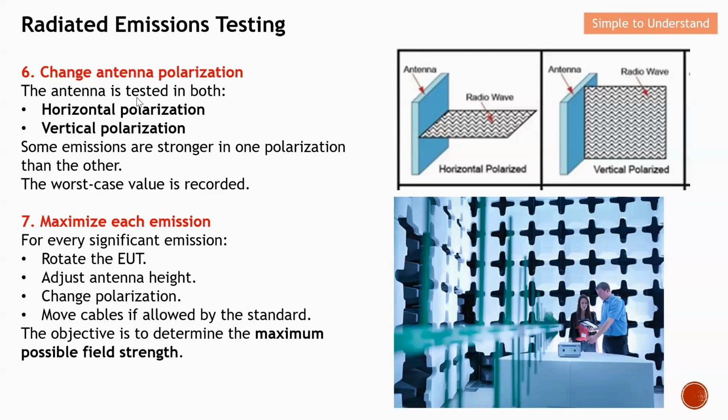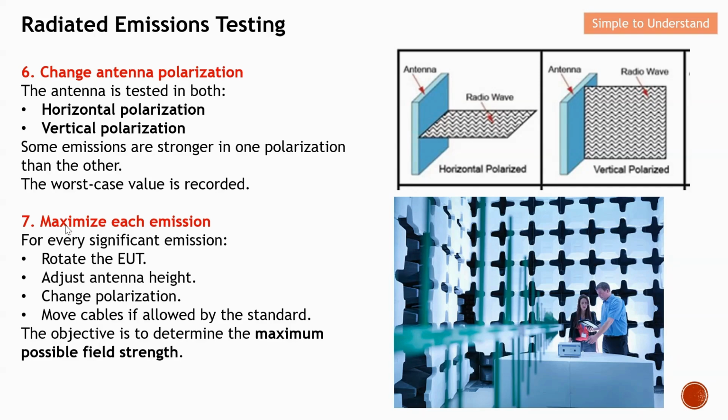Next, change the antenna polarization. So in short, we have the horizontal. Basically, this is the horizontal polarization of the antenna. We also have the vertical polarization. So we need to change the antenna polarization when we conduct the radiated emission test. Why? Because some emissions are stronger in one polarization than the other. So the keyword is we want to capture the worst case. Therefore, we need to change the antenna polarization.